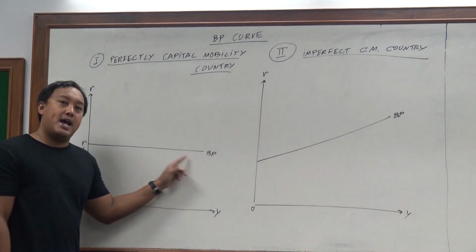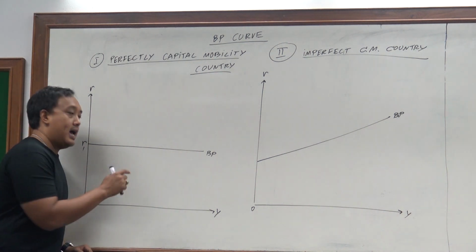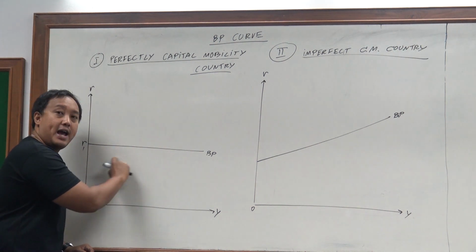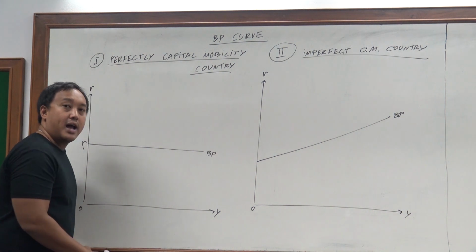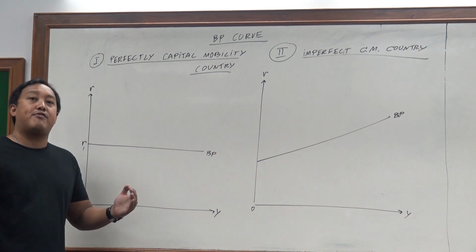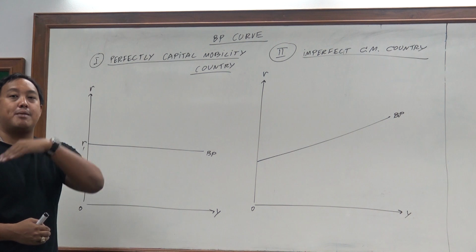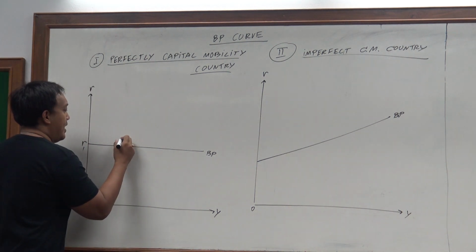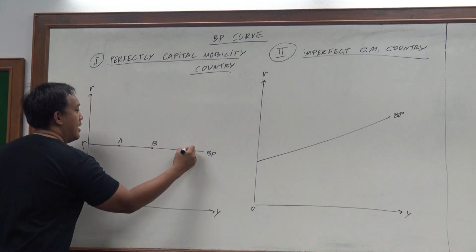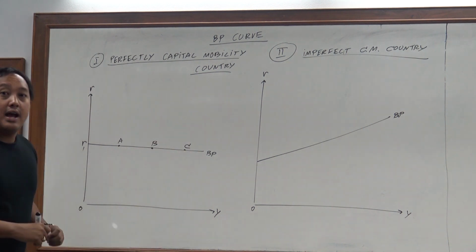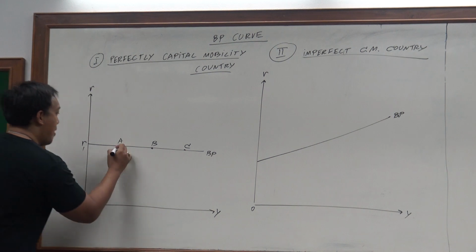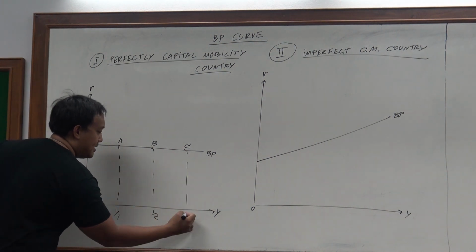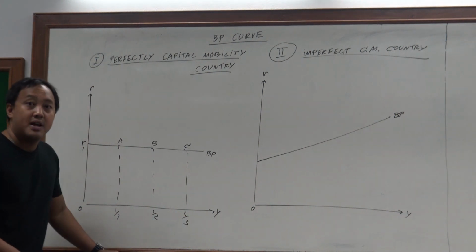The BP curve here: every point on the BP curve means that the amount of money that flows in equals the amount of money that flows out. Every point on the BP curve, point A, point B, point C. Point A, your GDP is Y1, point B, your GDP is Y2, point C, your GDP is Y3.